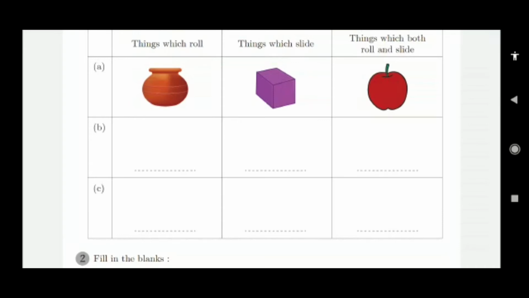Things which slide. Anything, your compass box, your textbook, or any other hard items, duster. Okay. Duster. These things, they'll slide. Things which both roll and slide. Which roll and slide? Here apple can roll and slide. So such items, tell me which roll. Water bottle, round water bottle, that will roll as well as slide.